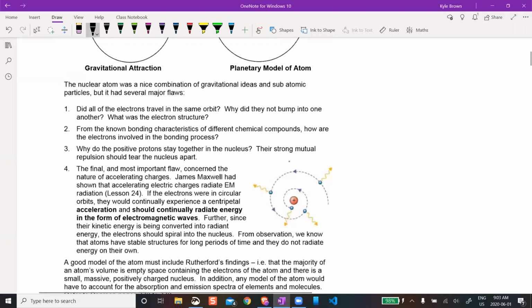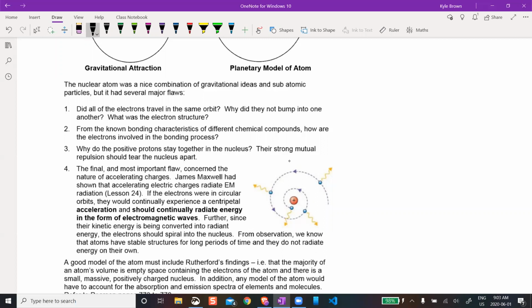Here are the problems with Rutherford's planetary model. One, if all of the electrons travel in the same orbit, why weren't they bumping into each other? Why weren't they hitting each other and knocking each other out of orbit like planets do in some solar systems, especially new solar systems? Ours is stable now because they've cleared paths and everything, but why don't some of these electrons hit each other?